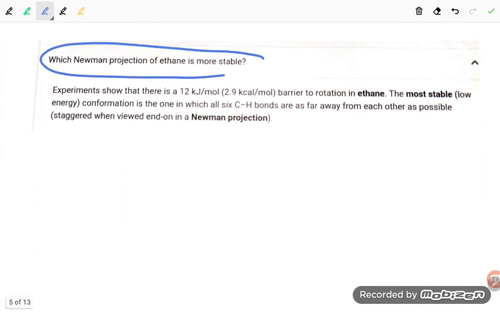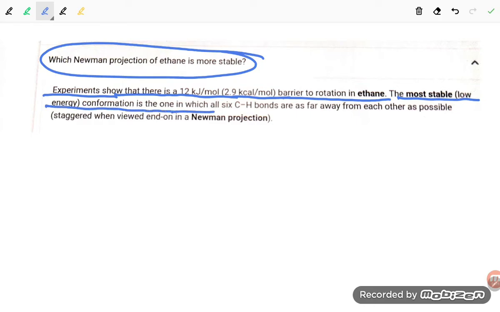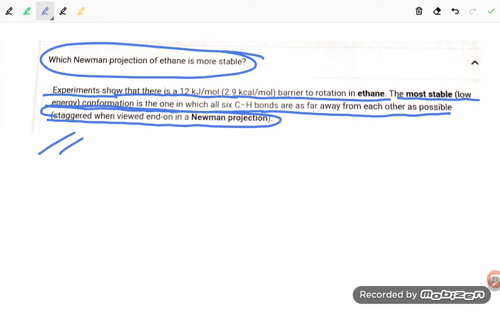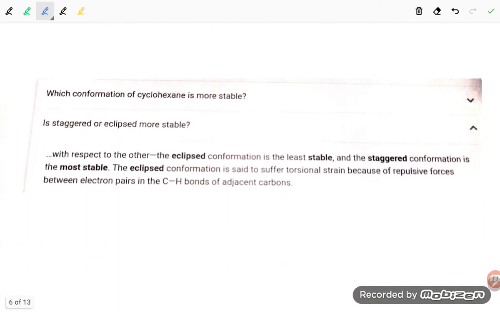Which Newman projection of ethane is more stable? Experiment shows that there is a 12 kilojoule, that is 2.9 kilocalorie per mole, barrier to rotation in ethane. The most stable low energy conformation is the one in which all six CH bonds are as far away from each other as possible, that is the staggered conformation when viewed end on in the Newman projection.